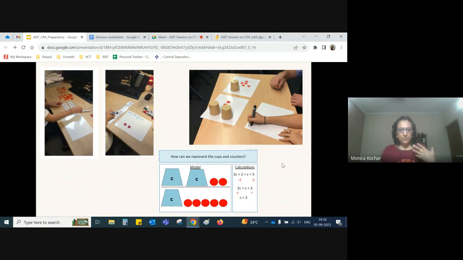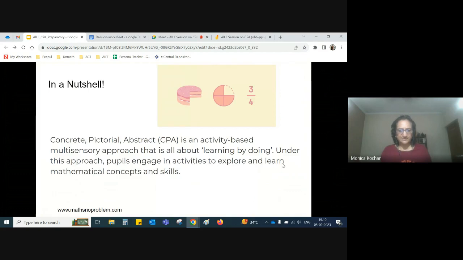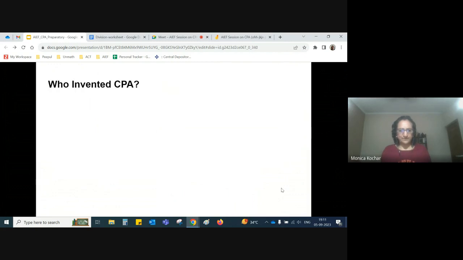And why do we do it? What's the use of it? That we will come to as we move. And I will be pausing also strategically to give you a chance to say something or ask questions. So CPA is multisensory. It's activity based. Pupils engage in activities and they learn maths concepts and skills. So you have concrete objects, you have pictures, and you have an abstraction which comes in the end.